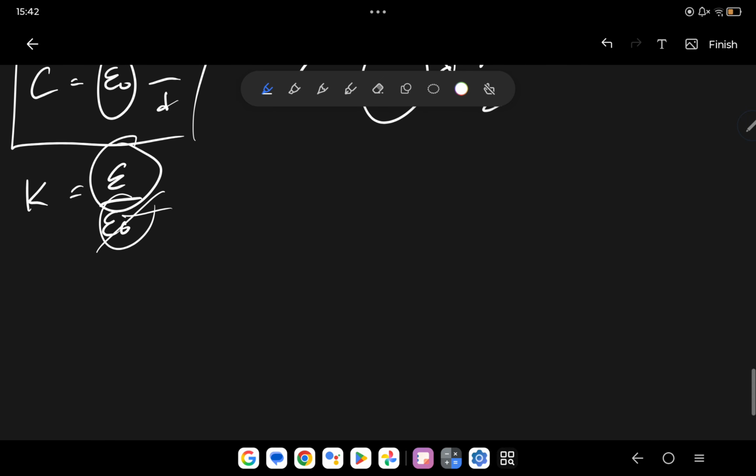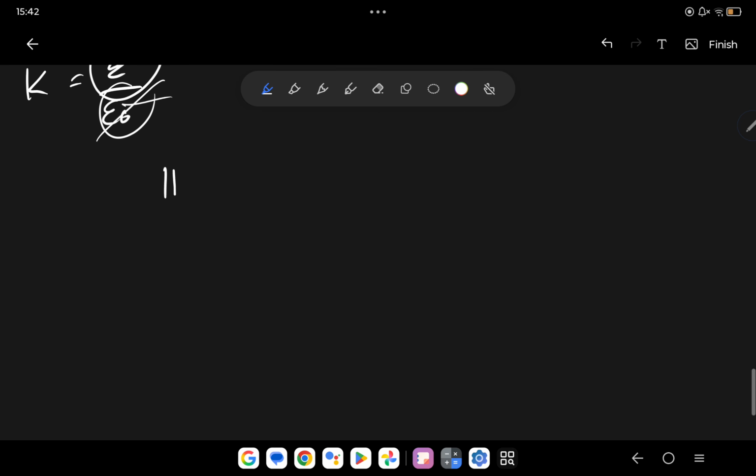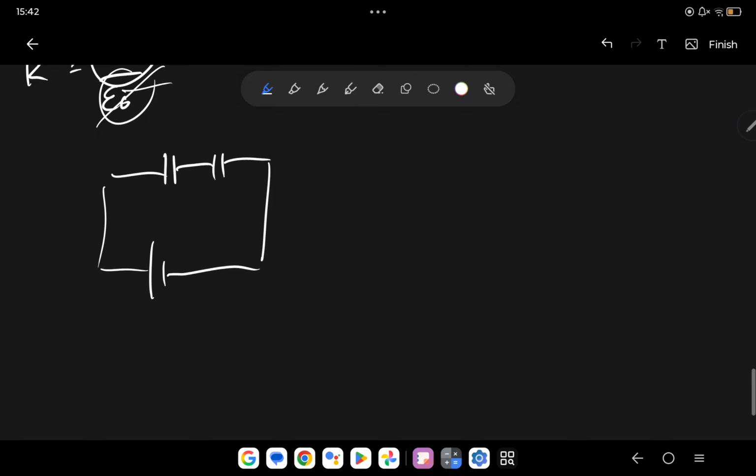Oh my god, we're almost done. Capacitors. This is the symbol for a capacitor: two parallel lines. Very nice. What happens if we put capacitors in series? Well, first let's think about it.